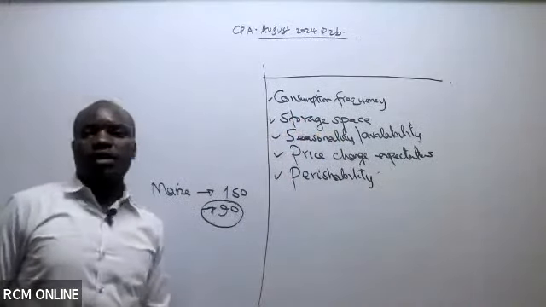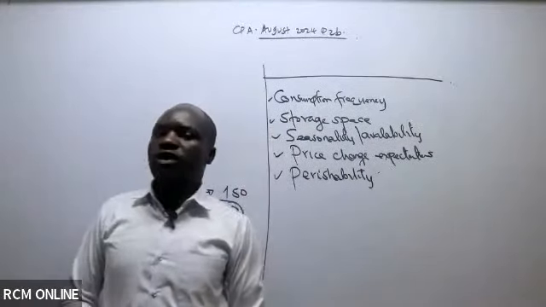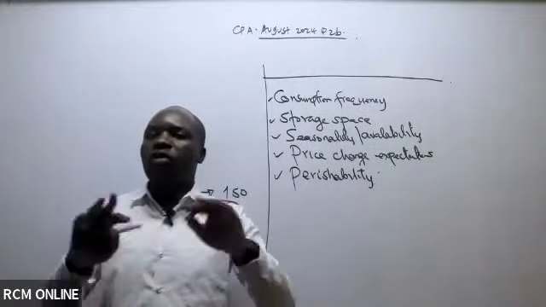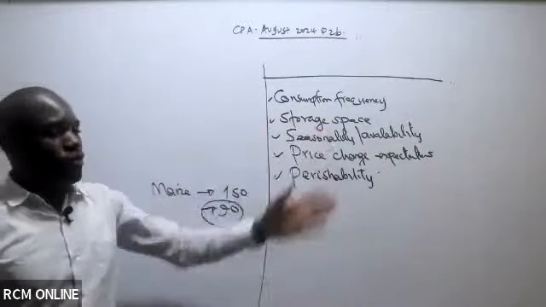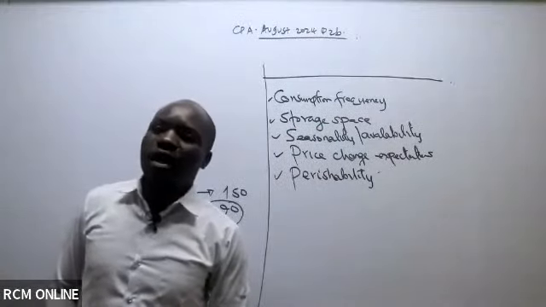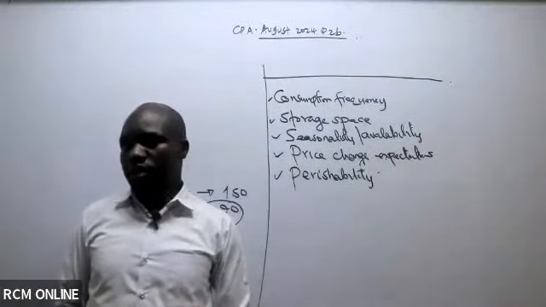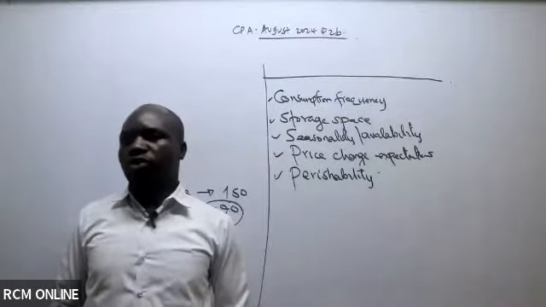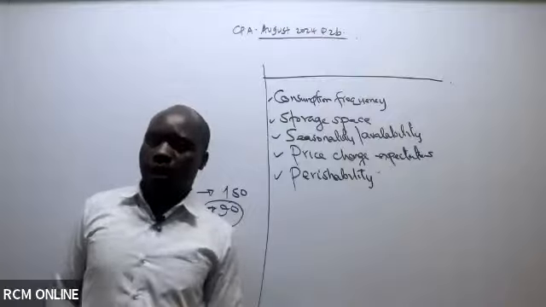Storage space. There are goods that normally require huge space to be stored. If you don't have that particular space, you only store the small quantity which can be accommodated within that space. Consumption frequency. There are products that you normally use once in a week or even twice in a month. So you don't need to keep a lot of units of that particular product.